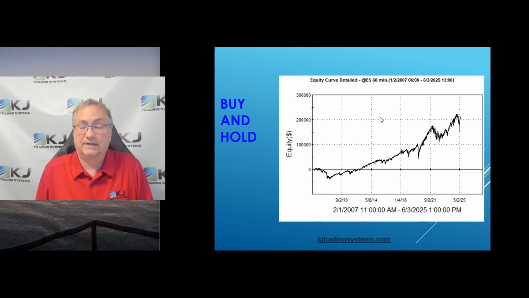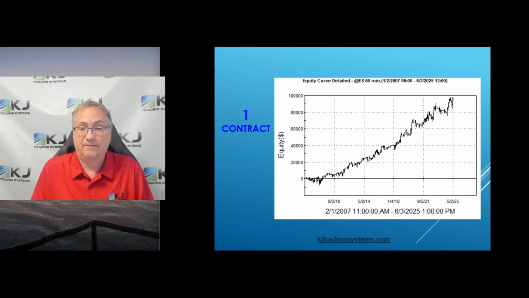All right, so let's just take a look at some results, some equity curves. Buy and hold, this is what it looks like. You know, you bought the first bar and you kept it from 2007 on to today, or June 3rd. One contract, well, that looks a lot better than the buy and hold. We'll show some statistics in a little bit that prove that.